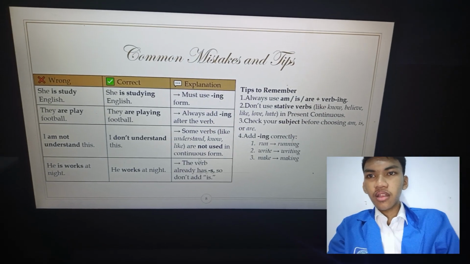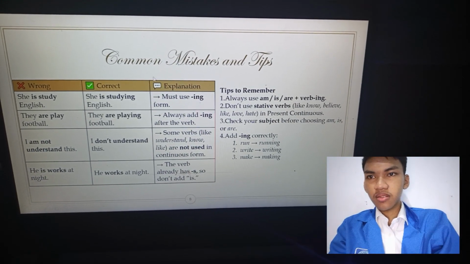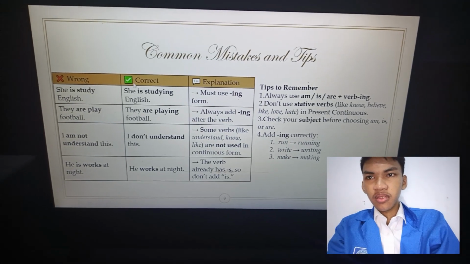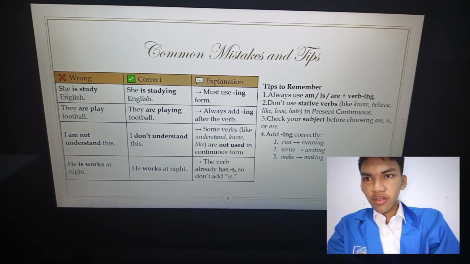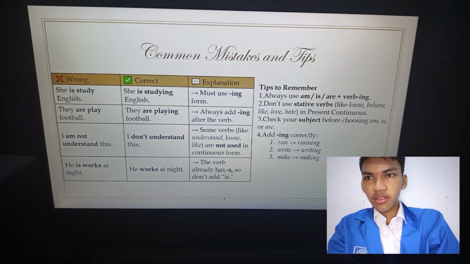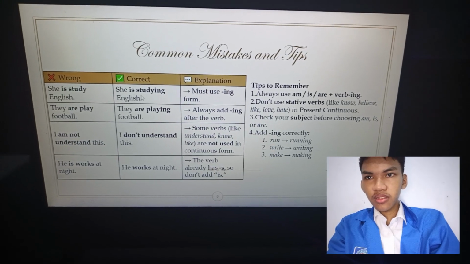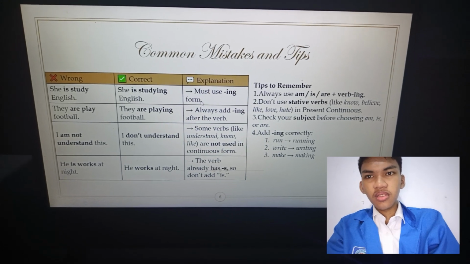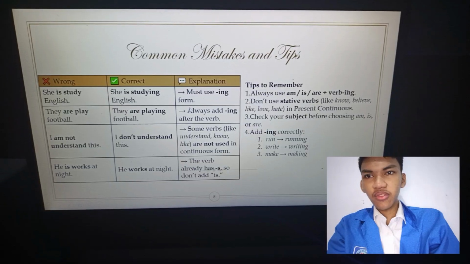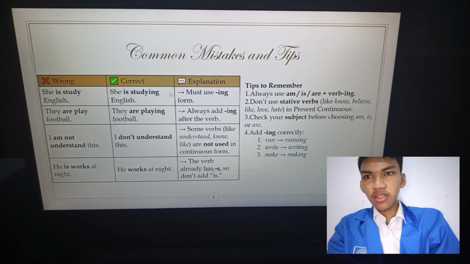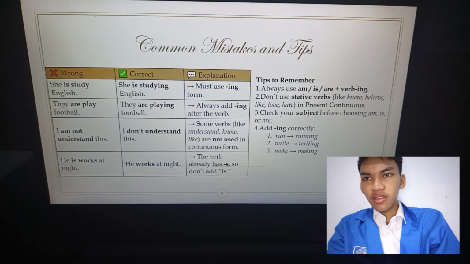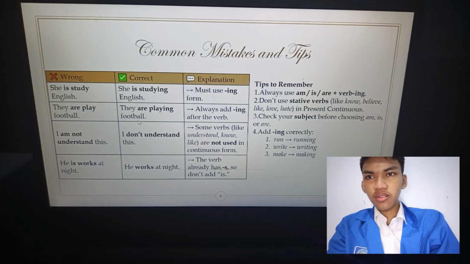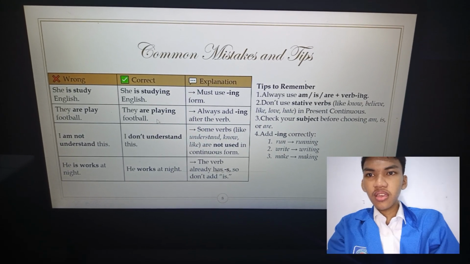Next, there are common mistakes when using the present continuous tense. For example, she is study English. This is wrong. The correct one is she's studying English. The explanation is that you must use the ing form, like studying. They are play football. This is the wrong way. They are playing football. This is the correct way. Always add ing after the verb.